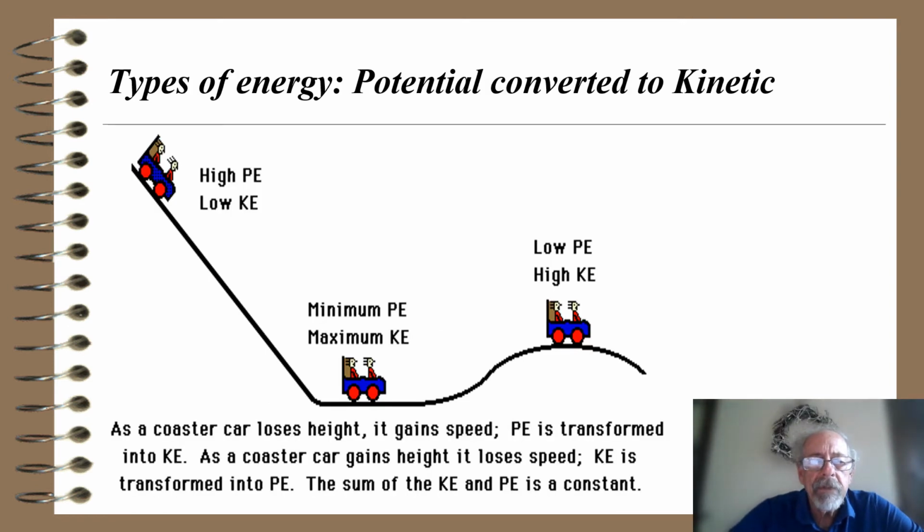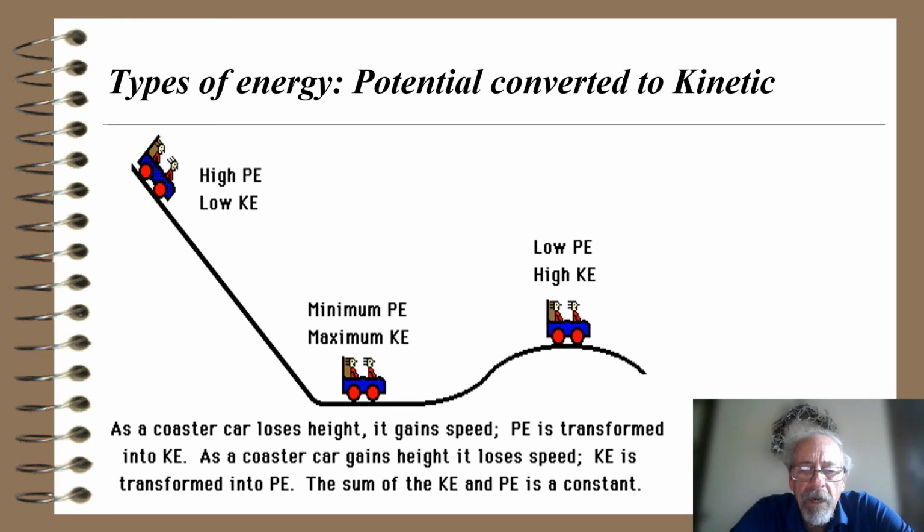So here's a little slide that shows, if you're into riding roller coasters, types of energy, potential converted to kinetic. It shows a little coaster car up there in the top left. It's got very high potential energy, but low kinetic energy because it's probably just gone up a ramp and now it's just starting to accelerate. As the coaster car loses height, it gains speed. Potential energy is transformed into kinetic energy.